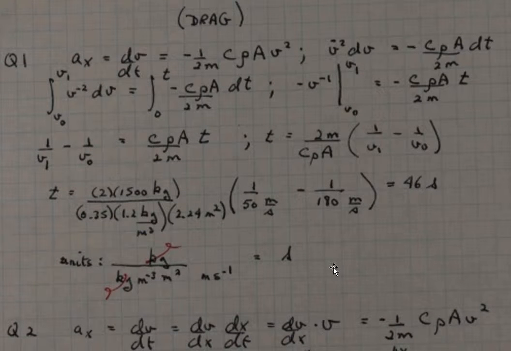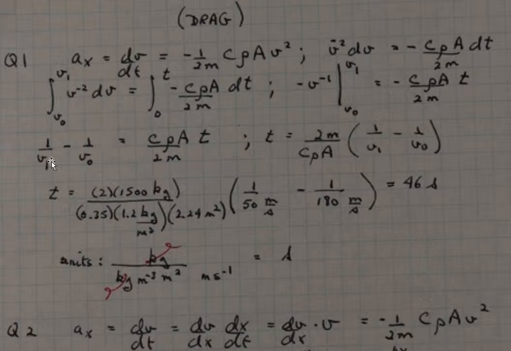All right, so here was my solution for the first one. So a_x is equal to dv/dt, which is equal to minus 1/2 m c rho A v squared. So you can set the integral up as I show here.